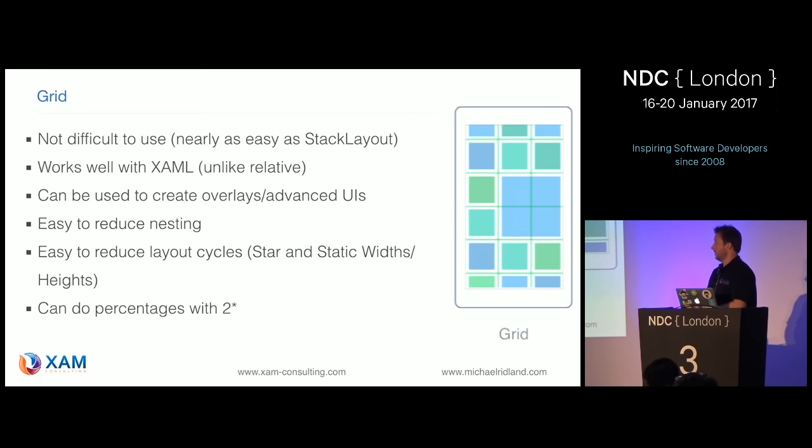One thing that you can do with the grid is when you're using a star, which fills out the rest of what's left in an application, you can actually put numbers next to the star. So you can have a 2-star and an 8-star, and that will give you 20% and 80%. So you can use it to do percentage widths, which works well when you want to lay out things on different screen sizes.